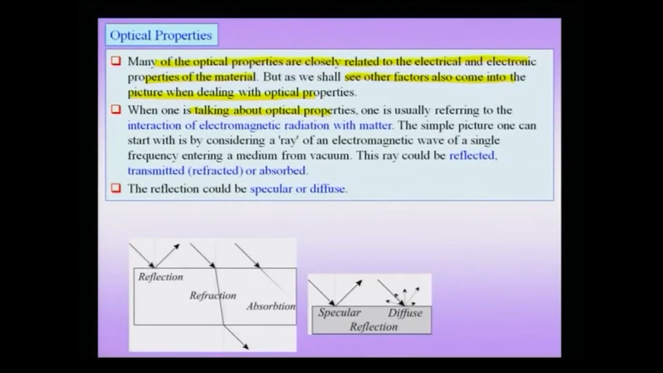When one is talking about optical properties, one is usually referring to the interaction of electromagnetic radiation with matter. Though the word optical would imply that we are talking about visible radiation, which is visible to the human eye, in general we have to talk about electromagnetic radiation covering the entire spectrum, starting from gamma rays to radio waves. All these interactions with matter can be thought of as optical properties, though often we are restricting ourselves to only the visible part of the electromagnetic spectrum.